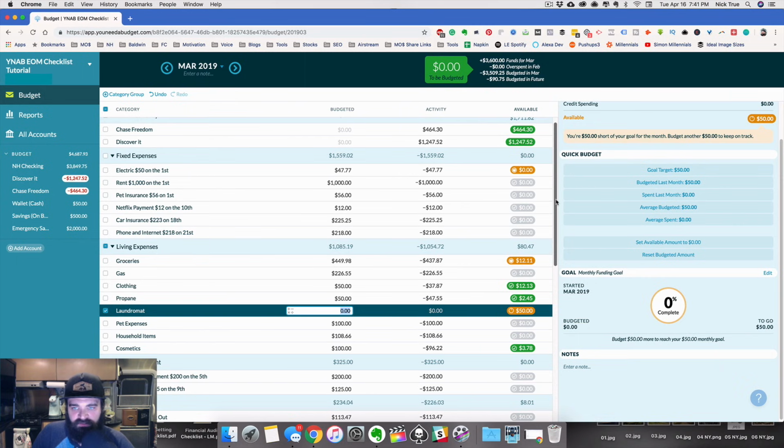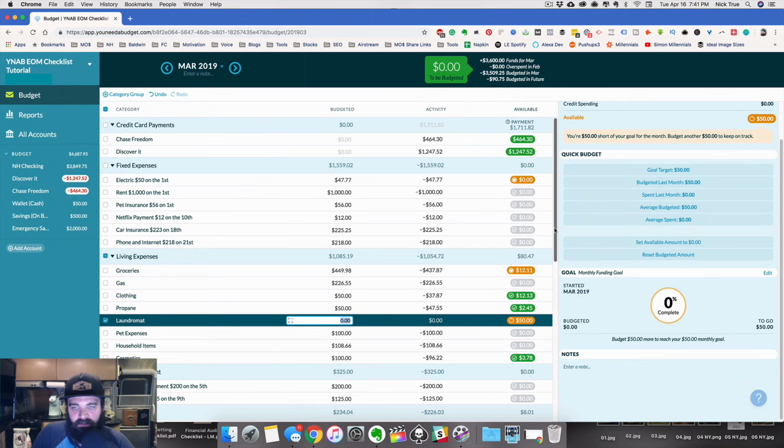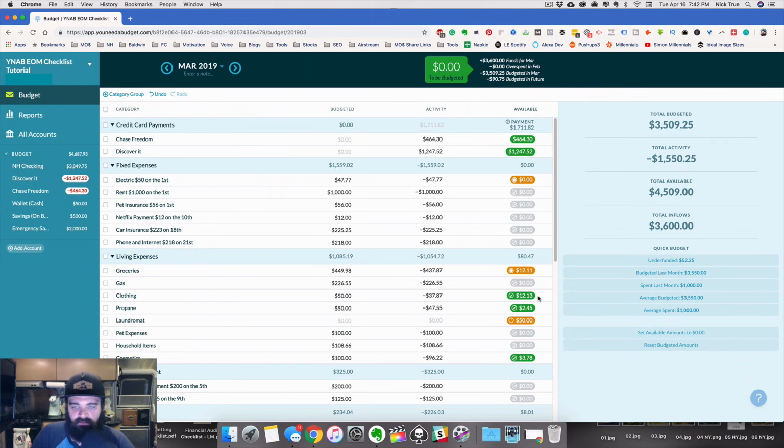Okay, now let's move on to number 3, which is to deal with any leftover money that you have in all of your categories. So when it comes to leftover money in a category, which is all these green numbers you see in the available column here, we basically have 3 options. We can either first just leave it and let it roll over into April.